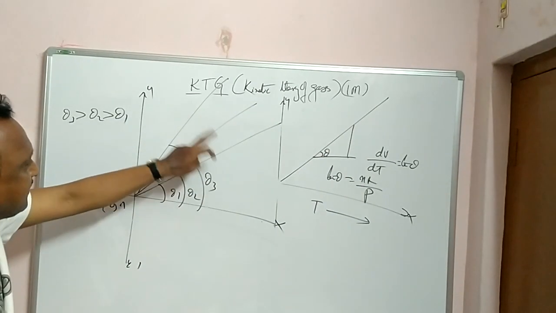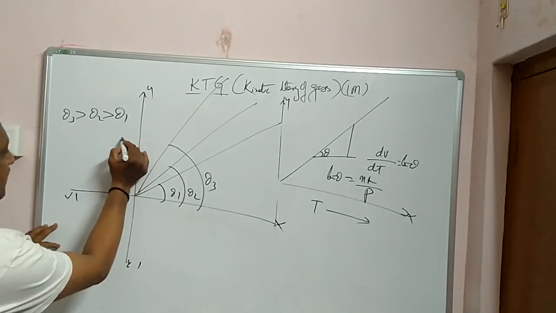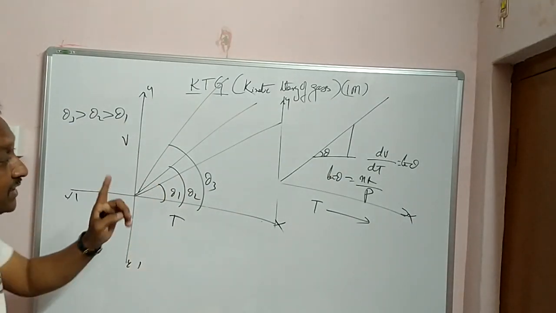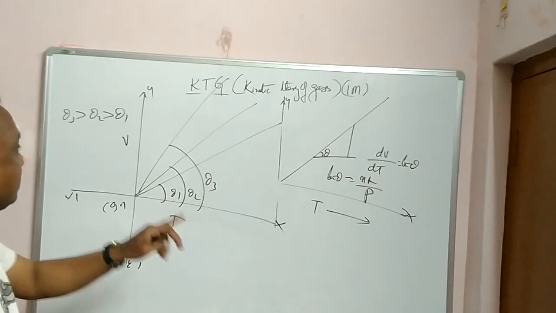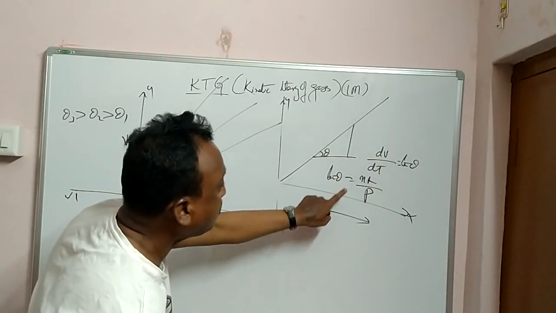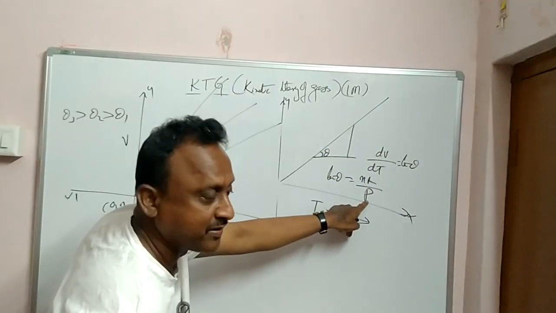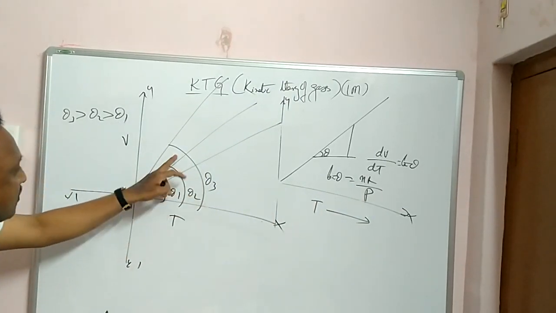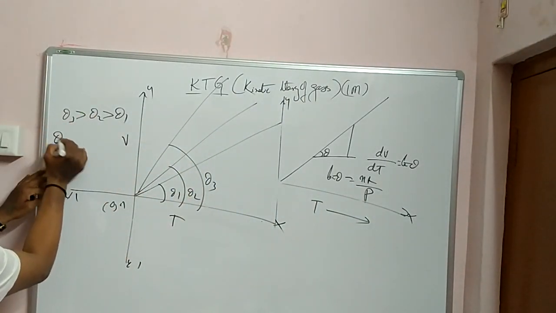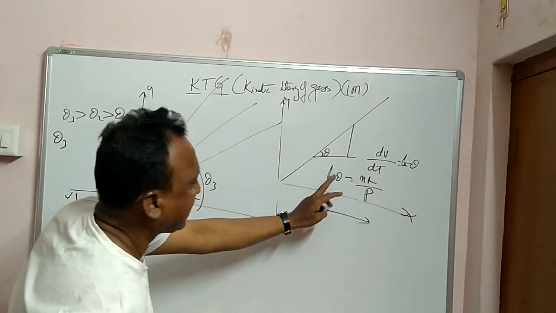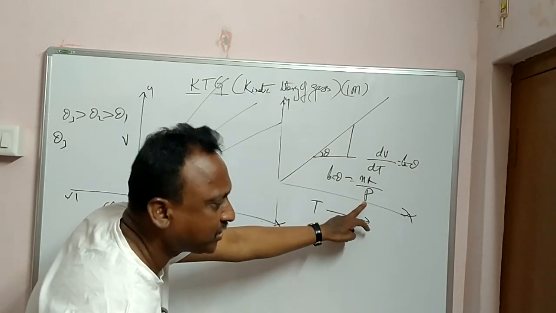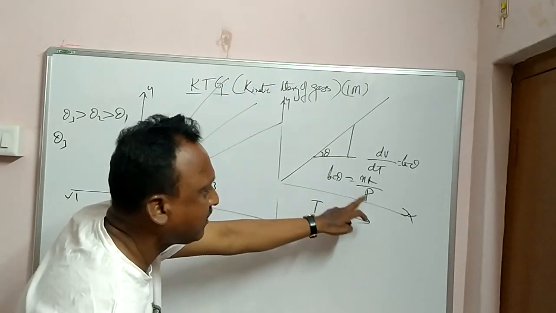Suppose three graphs of V versus T are given, and you are asked whose pressure will be more. That depends upon tan theta. Whose angle is more, that pressure will be less, inversely proportional. Theta 3 is more, so the pressure decreases. Wherever theta is more, the pressure decreases.